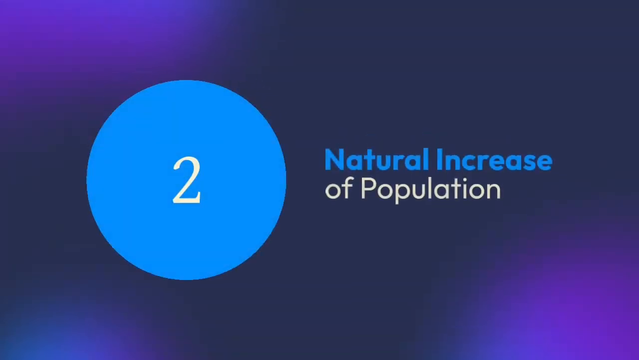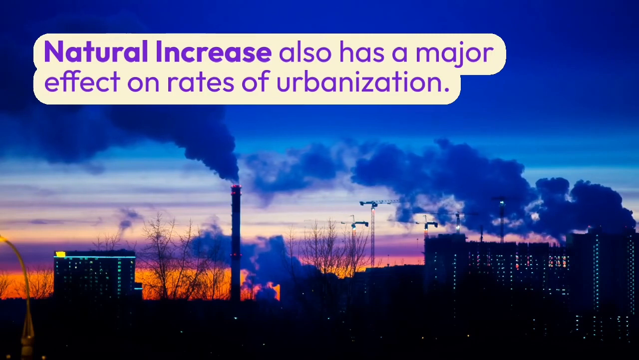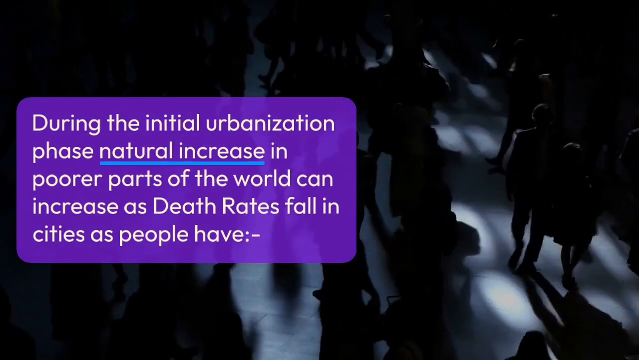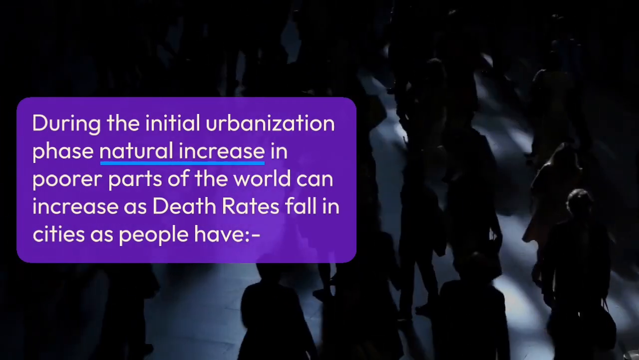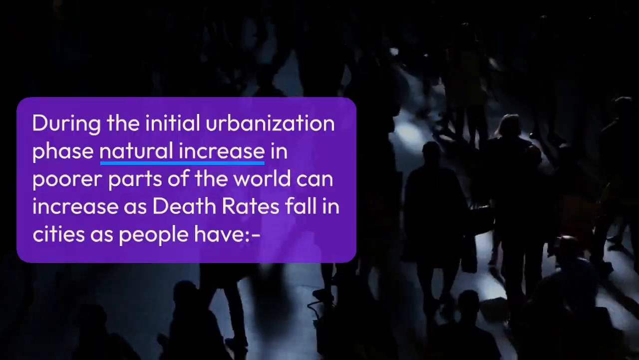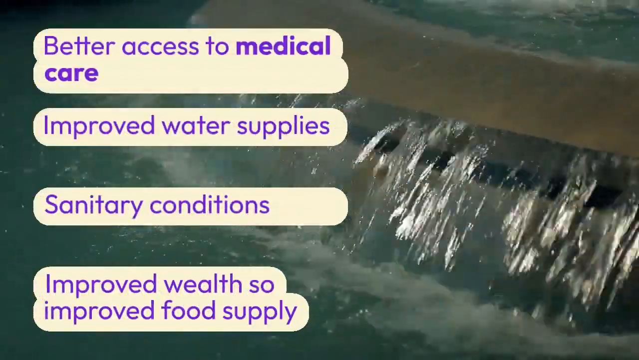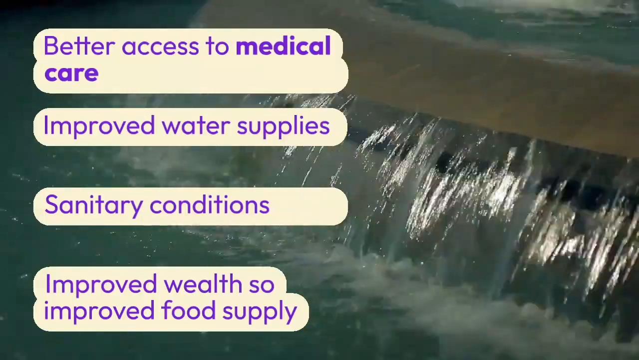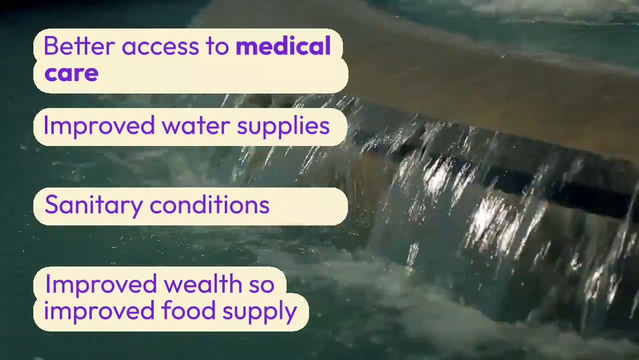2. Natural increase of population. Natural increase also has a major effect on rates of urbanization. During the initial urbanization phase, natural increase in poorer parts of the world can increase as death rates fall in cities as people have better access to medical care, improved water supplies, and sanitary conditions. Improved wealth means improved food supply.